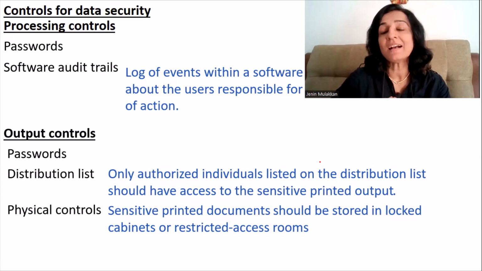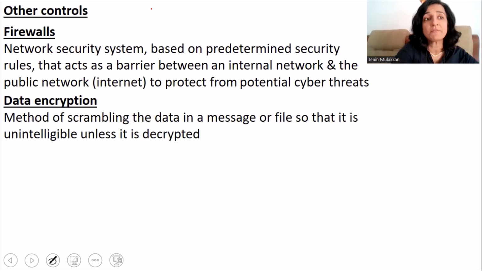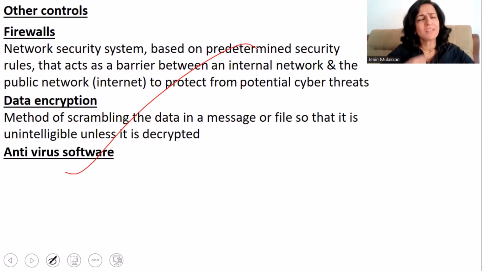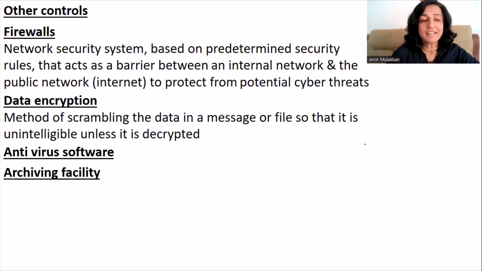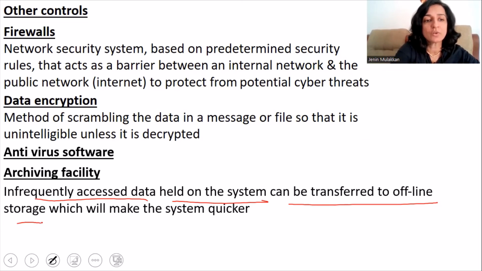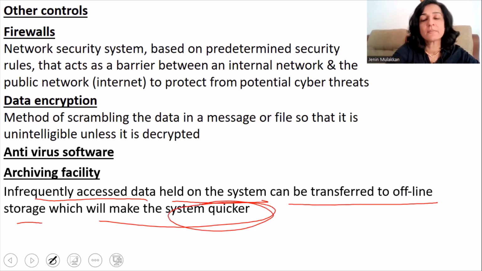Now let's move on to certain other controls which are employed in any organization for data security. Now the other controls include firewalls and data encryption. Now these two items I've already explained, so I'm not repeating it. Now the third type of control is antivirus software. It's self-explanatory. Any software that protects the organization from virus attacks. The next one is archiving facility. Infrequently accessed data held on the system can be transferred to offline storage, which will make the system quicker.